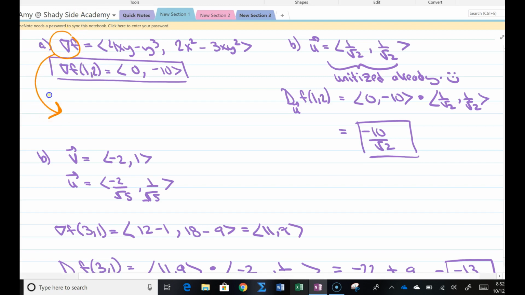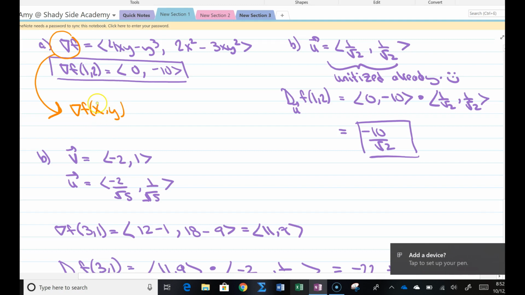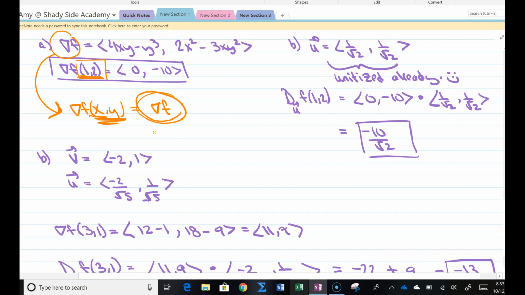Del F means the same thing as del F at x, y. This is often dropped. In text and notationally, we often drop it just to write del F. You do have to make sure, though, that when you are inputting specific x and y values, this part can be dropped, this cannot be. You have to say del F evaluated at 1, 2. But this shorthand here, everyone recognizes as just the general del F at some variable x, y.